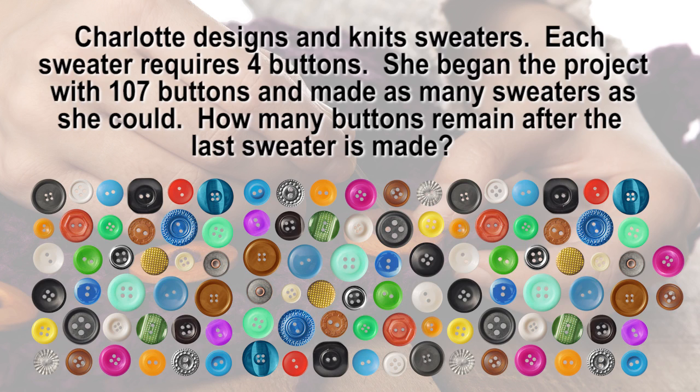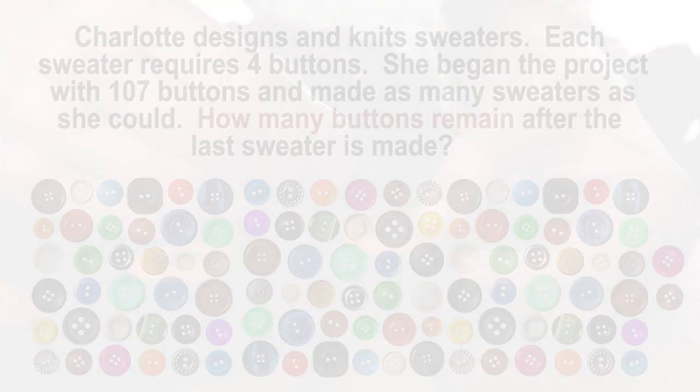The question is not asking how many sweaters can be made, which would be the quotient, but rather how many buttons are left over, which is the remainder. Students need to contextualize their answers to ensure they understand and are solving the problem correctly.